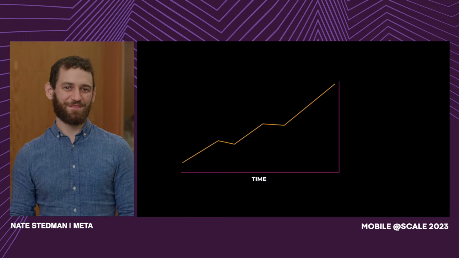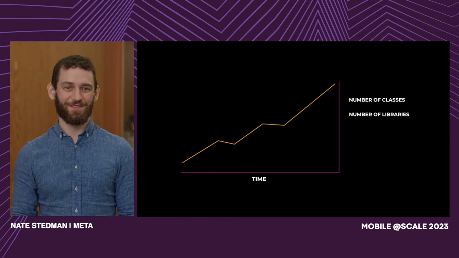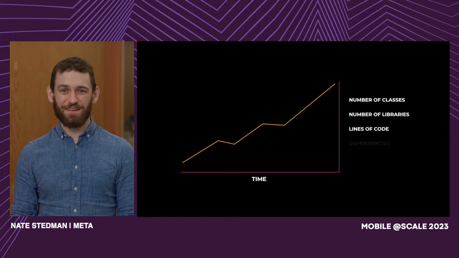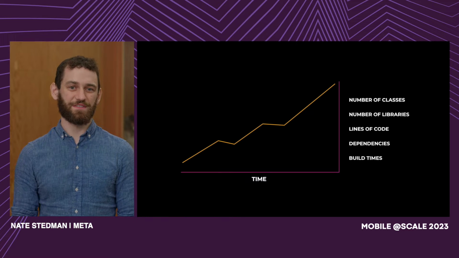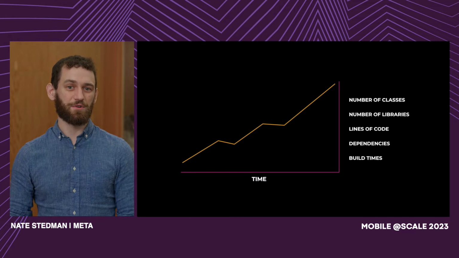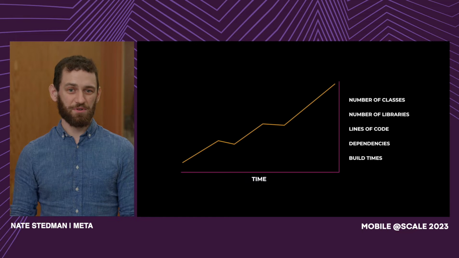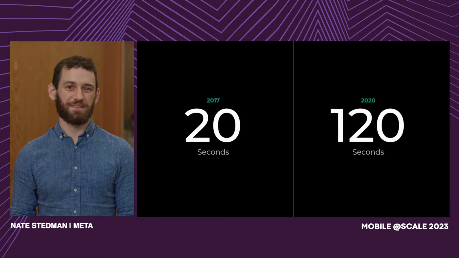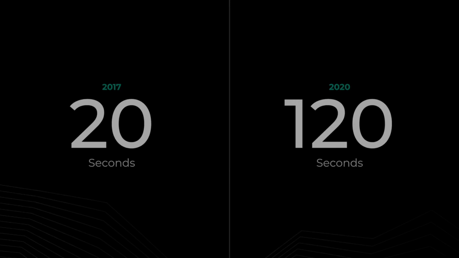Infra engineers, on the other hand, view graphs like this a little differently, especially when we add some labels to the y-axis. So this kind of graph is what we saw after 10 years of Instagram's iOS code-base growing. We had more classes, we had more libraries, we had more lines of code, those libraries had more dependencies between each other, and our build times had gone way up. When I first joined Instagram in 2017, I remember being able to build and install the app in about 20 seconds. But by 2020, this time had increased to about 2 minutes.